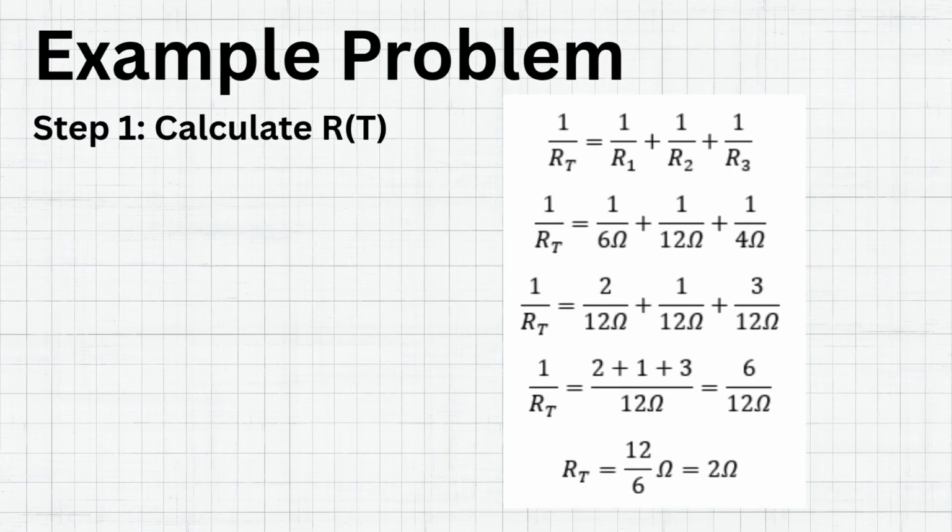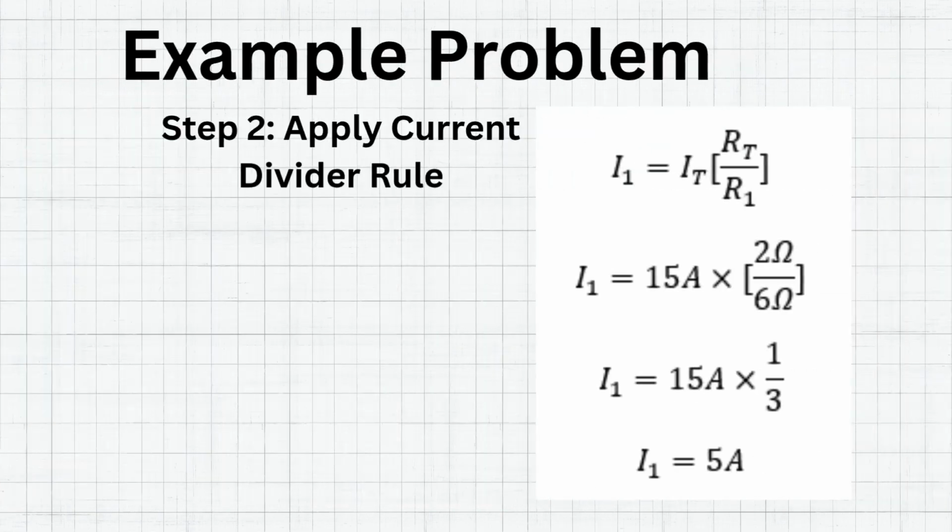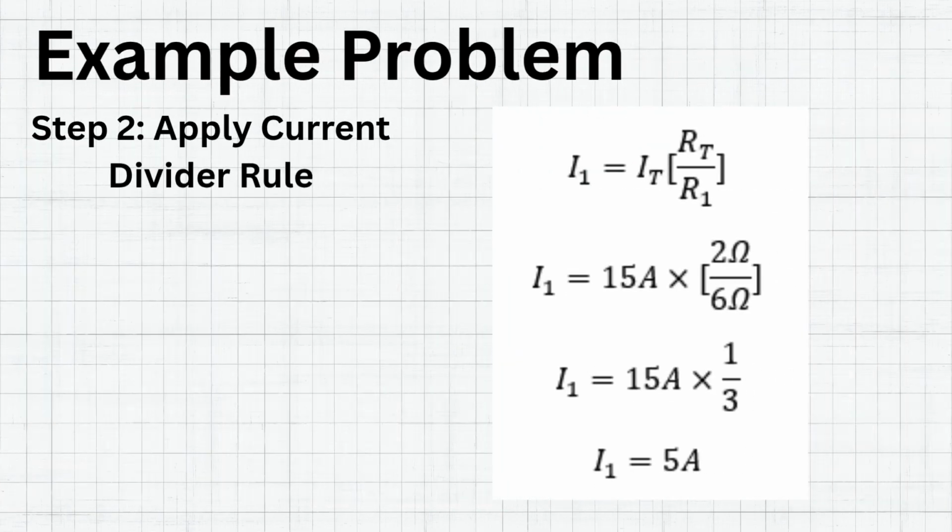The first step of solving this problem involves calculating the total resistance of the circuit. It is done here by finding common denominators of the different resistors, adding them together, and then finding the reciprocal, which equals 2 ohms. The next and last step involves applying the current divider rule. Using the diagram in our calculations, we have the values of total current, total resistance, and resistance through the first resistor. This all calculated together equals 5 amps.